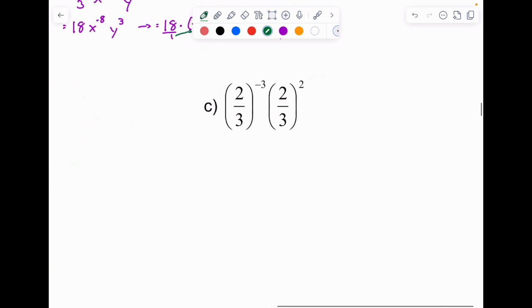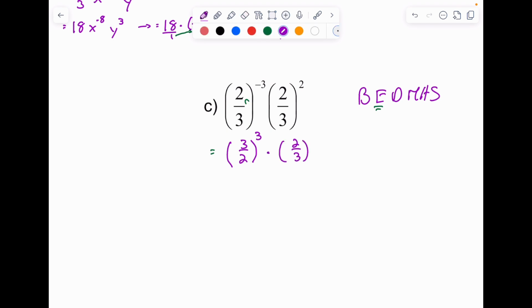Last problem. So deal with the negative exponent first. Again, we're dealing with bases. So before we multiply these, we need to deal with the exponent. Or actually, you know what? Actually, I'll do it that way because I did say that. So we'll do the exponent. So we're going to flip this. So this would be the same thing as me saying 3 over 2 to the third, because now it's a positive exponent. All I did is I flipped the base, multiplying by 2 over 3 squared.